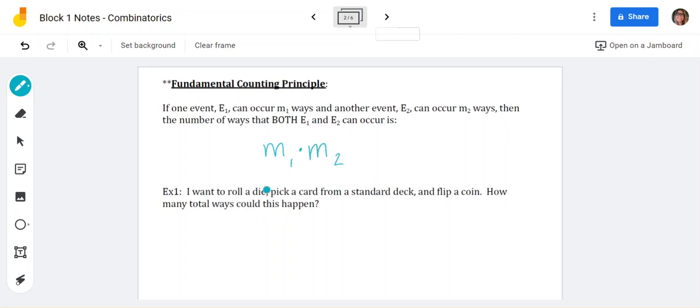So you want to roll a die, pick a card from a standard deck, and flip a coin. How many total ways could this happen? Well, when we roll a die, there's 6 possible outcomes because there's 6 sides to a die. When we pick a card from a standard deck, there's 52 options because there's 52 cards in a deck. And when we flip a coin, there's 2 possible outcomes because there's 2 sides to a coin. If we multiply those together, we get 624. So there are 624 possibilities of what could happen.